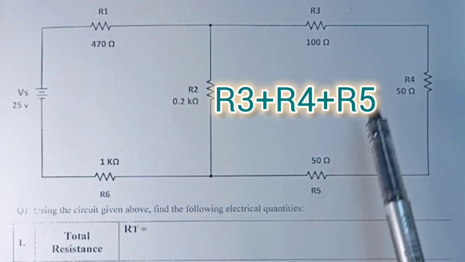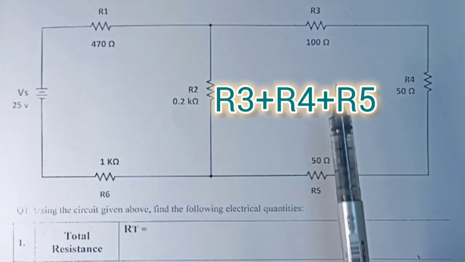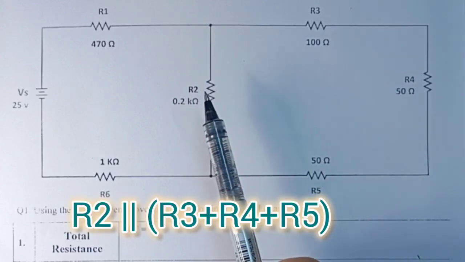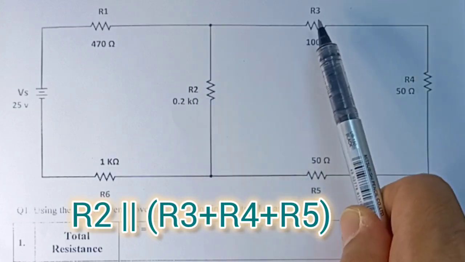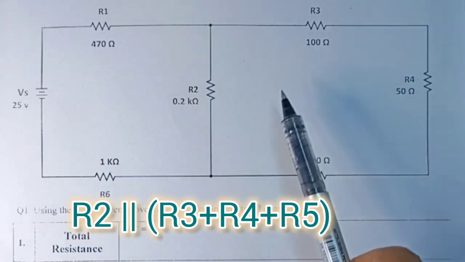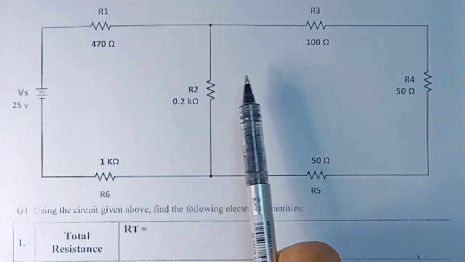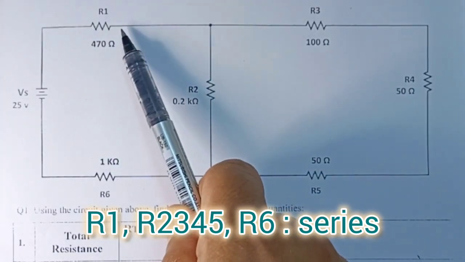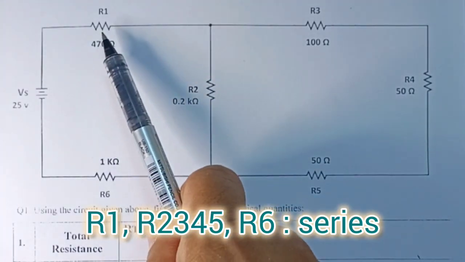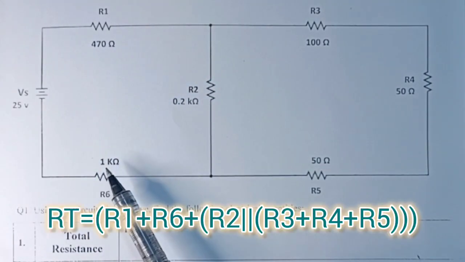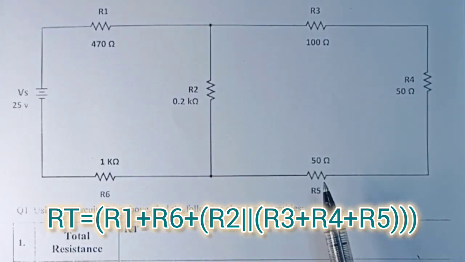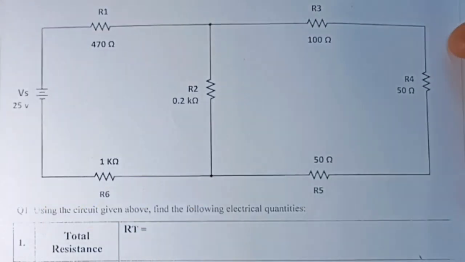After doing that, we will have a single resistor here, which would be in parallel with R2. Therefore, we can take R2 parallel to the sum of R3, R4, and R5. After that, it will become one resistor. The R2345 will be in series with the sum of R1 and R6. Therefore, we can add R1 plus R6 to R2 parallel to the sum of R3, R4, and R5. Now, let's do that in our solution.